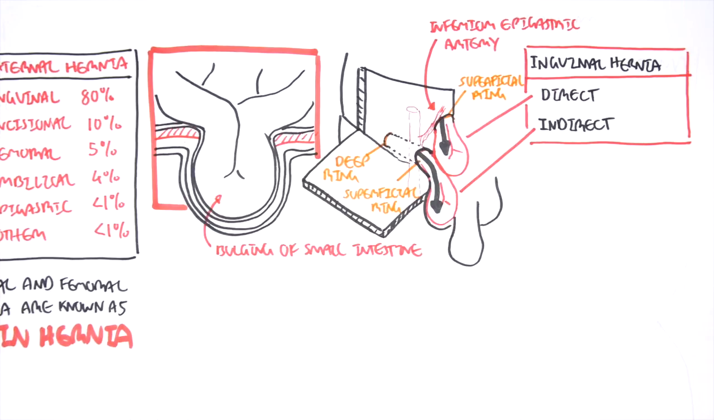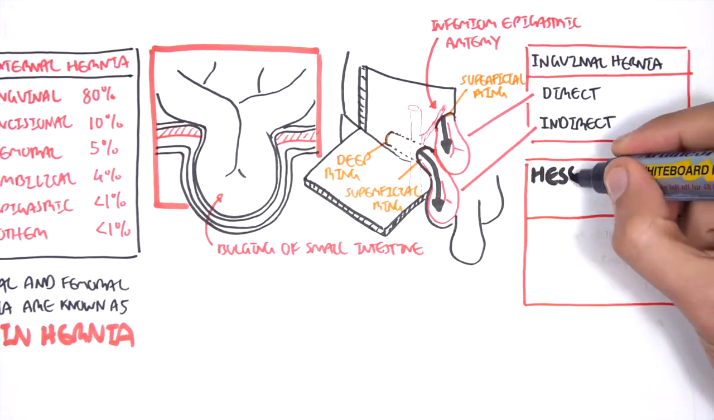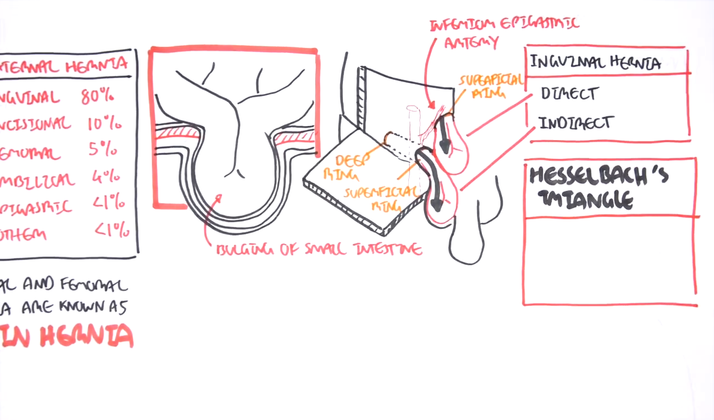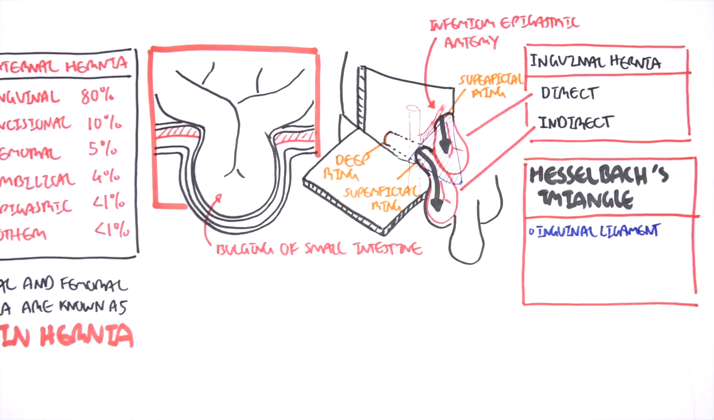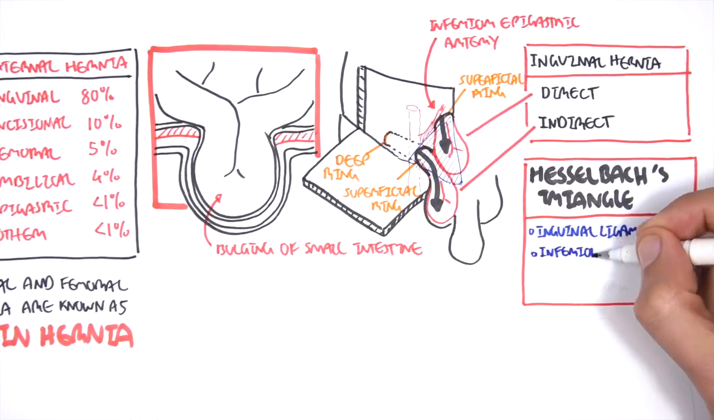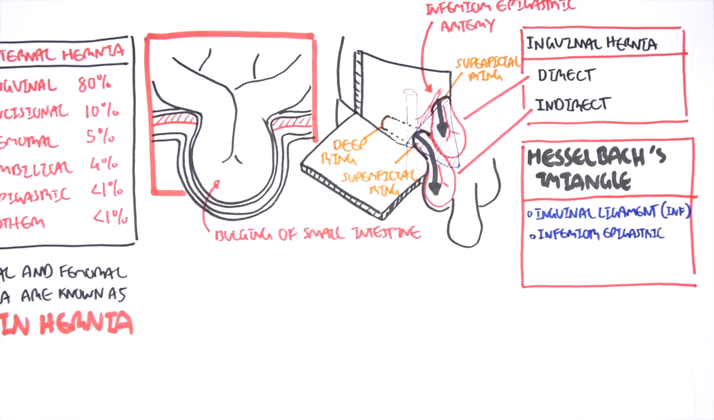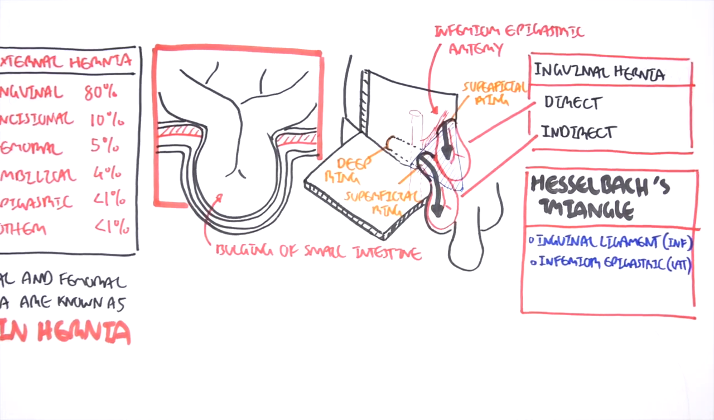Now, an important landmark area, an important region to remember for hernias, is known as Hesselbach's triangle. The borders of Hesselbach's triangle are the inguinal ligament inferiorly, the inferior epigastric artery laterally, and the rectus abdominis medially.